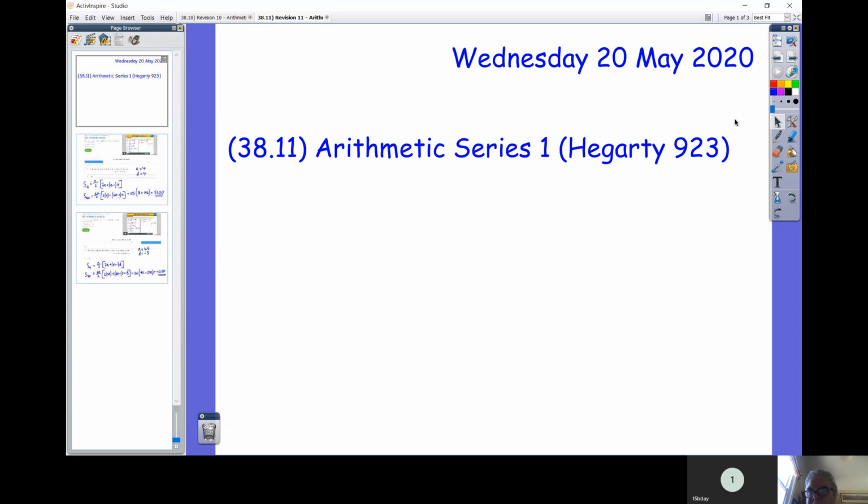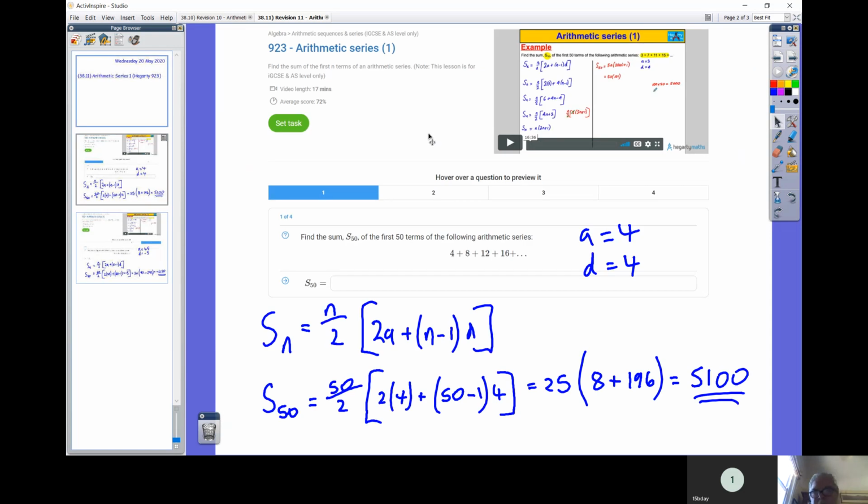Now this is going to lead us into Hegarty 923. This is a very nice straightforward one today. The one after today will be a little bit more complicated, but I thought you deserved a nice easy one. All we're going to be doing today is using this formula here. That formula is given in the exam, so you wouldn't have to learn it. The sum of n terms is n divided by 2, where a is still the first term, n is the number of terms, and d is still the common difference.